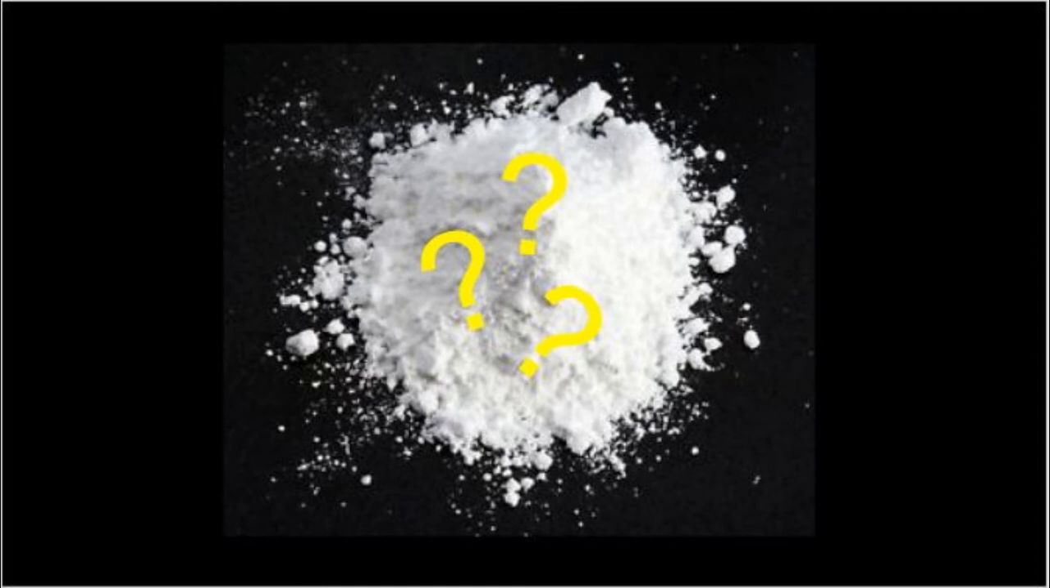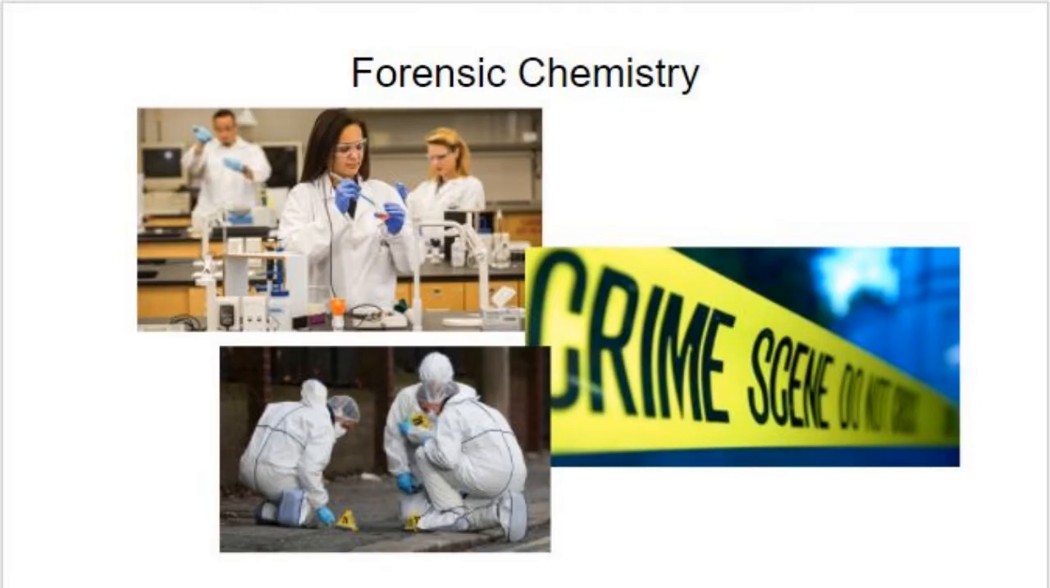But then what I would do is I would give you an unknown. I'd give you a white powder and I would not tell you what it was. And you would have to run all those tests on it, and you'd have to see if you could figure out which one it was based on the tests you had already done. Now, identifying an unknown material is called forensic chemistry. And this is on like cop shows all the time. It happens in our community.